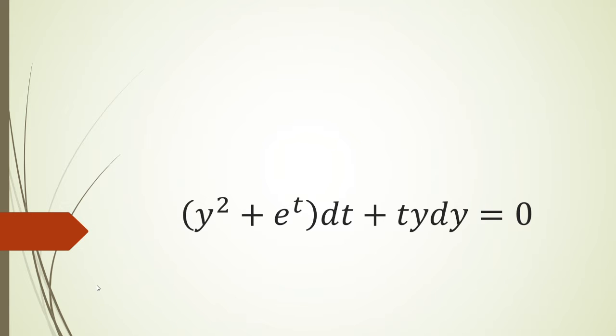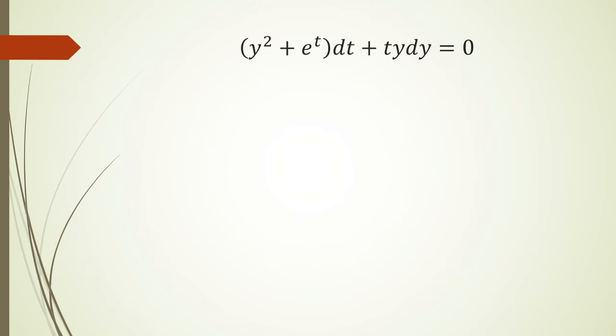I want to solve this differential equation. So the first thing I'm going to do is move over ty times dy to the right. And then I want to get it in terms of dy over dt, so I'm going to divide by negative ty and dt. So we end up having dy over dt equals negative y squared plus e to the t over ty.